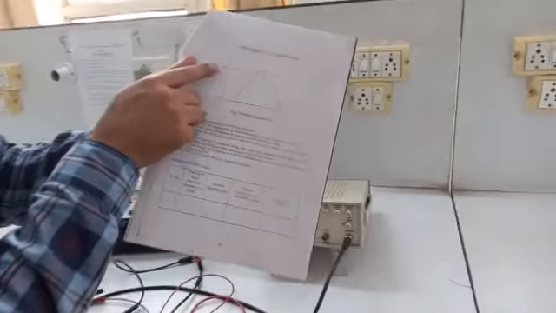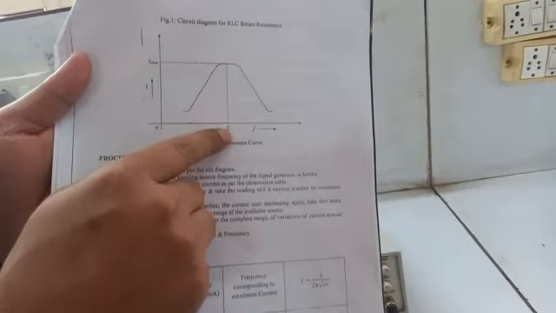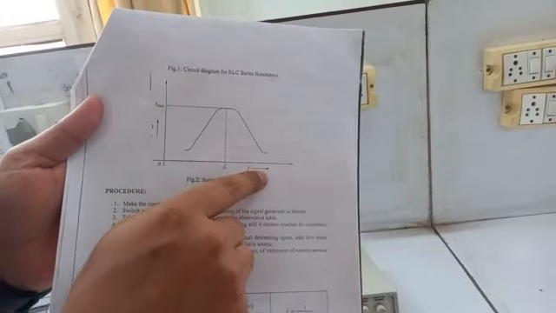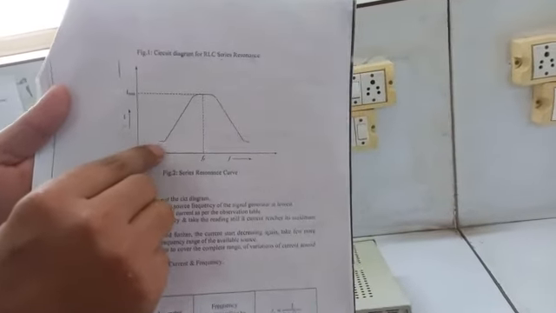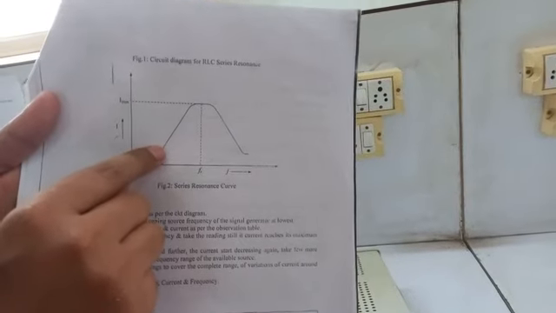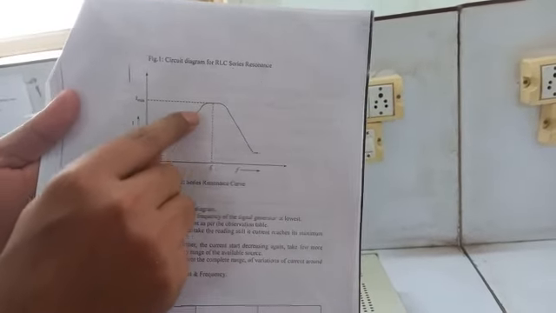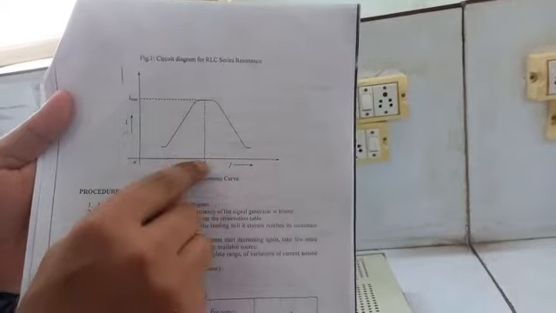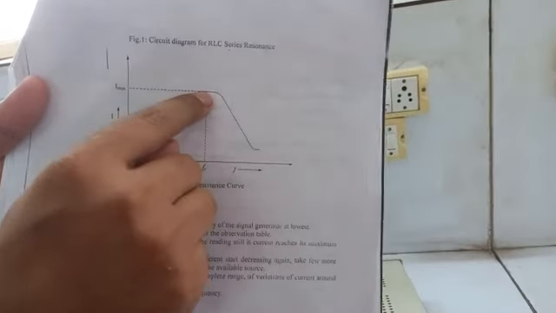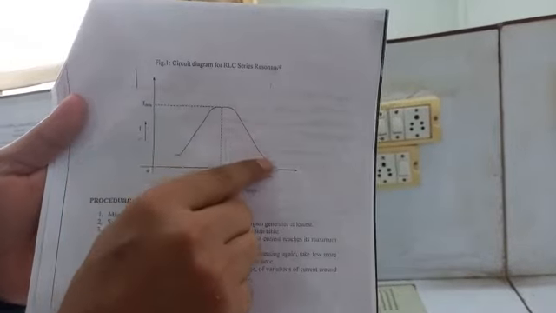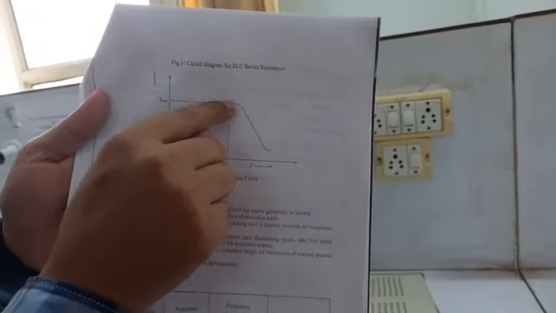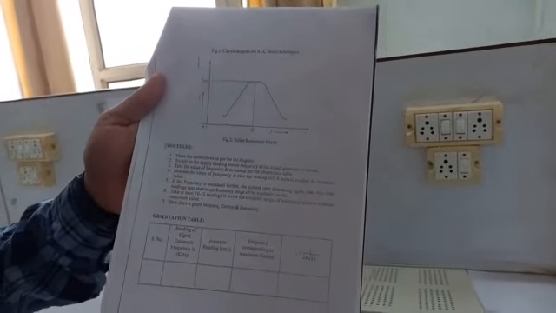This is our Imax, this is the resonant frequency, and this axis is frequency. When we increase the frequency, the current increases. At a particular frequency the current is maximum, but if we increase the frequency again, the current goes down. So that particular frequency, where the current is maximum, is the resonance frequency.